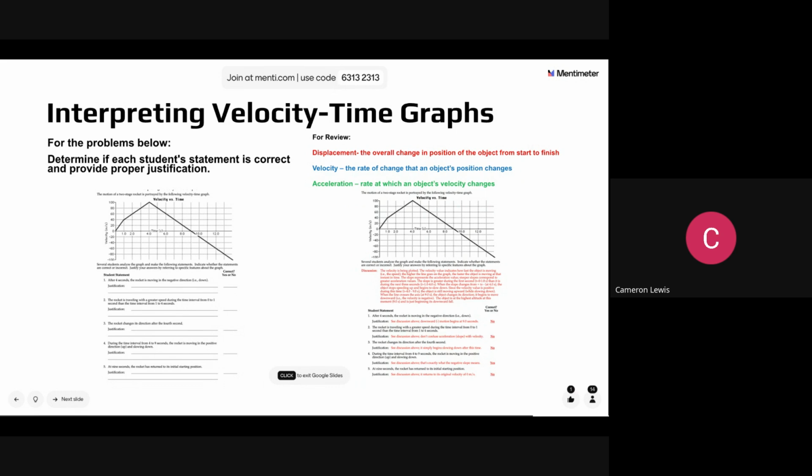Isn't this with the other graphs? Yes, that's what you're doing, the position graph. So now think about it, when you see velocity, a change in direction on the velocity graph, we cross the axis.